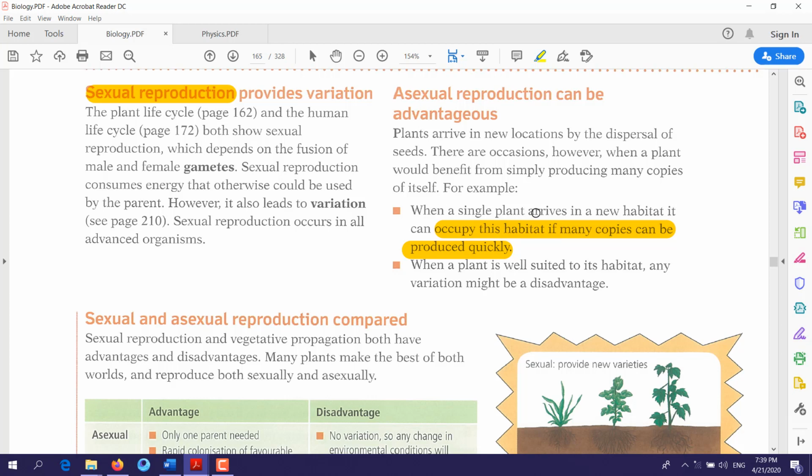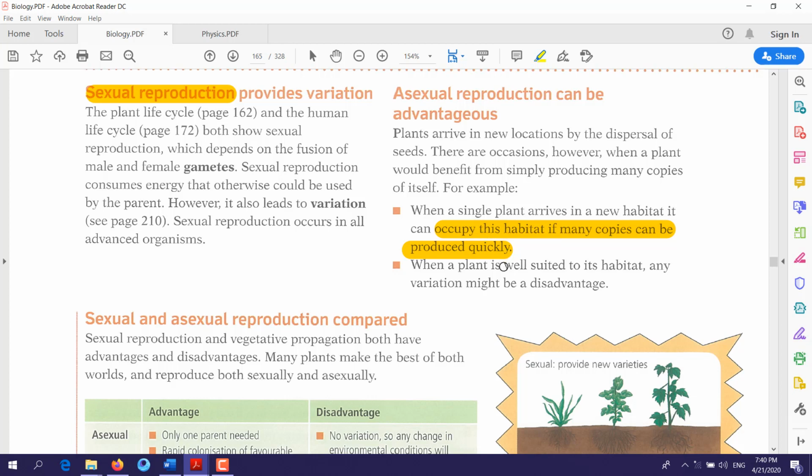When a single plant arrives in a new habitat by dispersal, for example, a seed of any plant by dispersal, when it is introduced into a new environment, what will happen? It will directly grow and make many copies of the same plant, and it will occupy the habitat easily. So this is one of the advantages of it. It means the plant, or the organism in general, can reproduce fast.